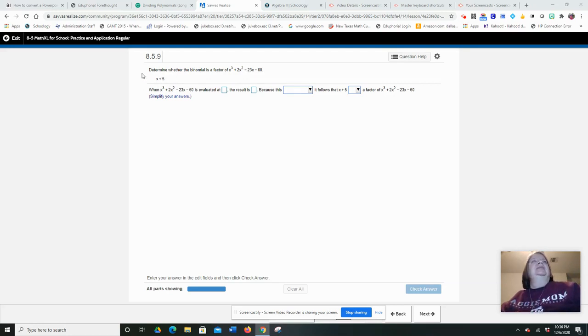If we want to know if x plus 5 is a factor of this polynomial, we can use our synthetic division. If the remainder is 0, then yes, this x plus 5 is a factor. If this remainder is anything else but 0, then this will not be a factor. So I'm going to go off screen. You won't be able to see this a second, but I'm going to divide that using synthetic division.